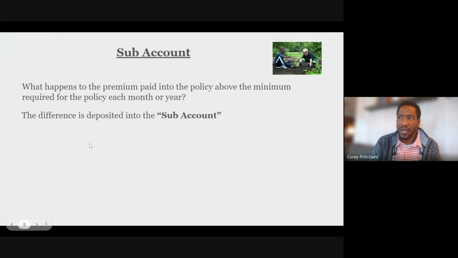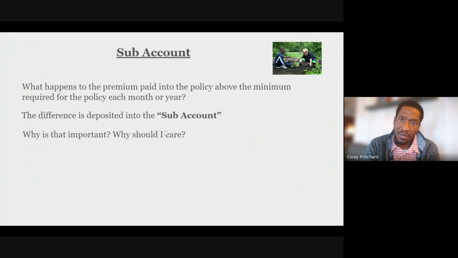Okay, so the goal of a garden is not to go back and get back what you put in. You actually want to get back more than what you put in. So you want it to have the potential to grow. So the difference is deposited into this sub account. Just remember that there's the minimum and then there's a scheduled amount. The difference between those two amounts is going into what's called the sub account, and that starts to build what's called cash value.